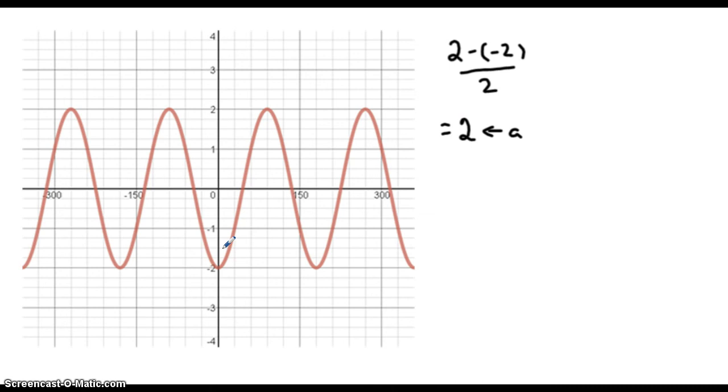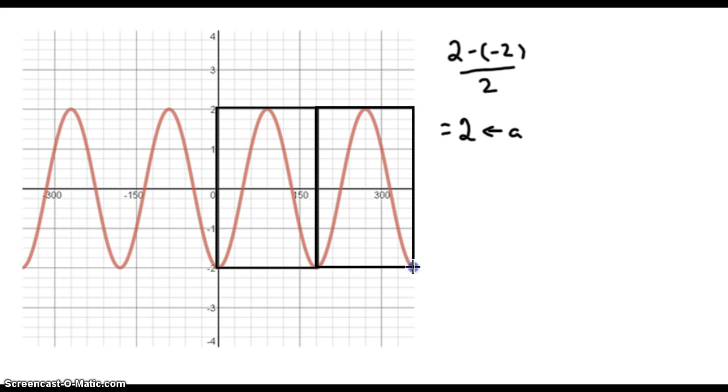Now let's deal with the value of k. To determine the value of k, we're going to determine how many cycles we have between 0 and 360. So let's draw, again, rectangles around one cycle. There we have one cycle of our cosine function. And now we have 2 cycles. 2 cycles occurring between 0 and 360. Therefore, our k value is 2.